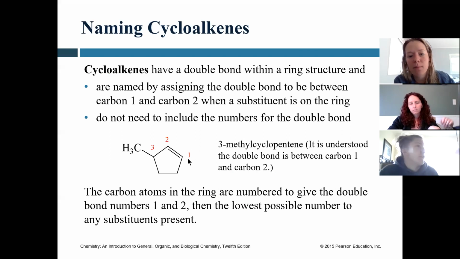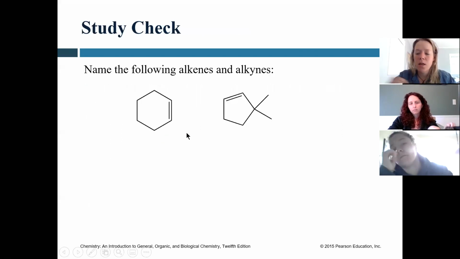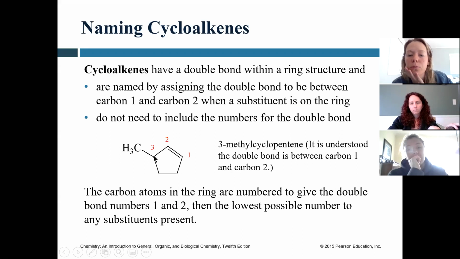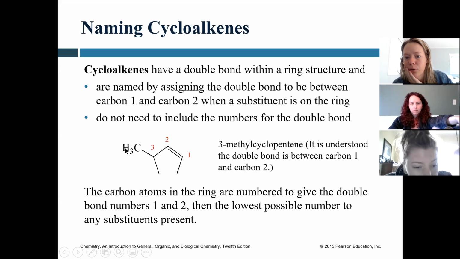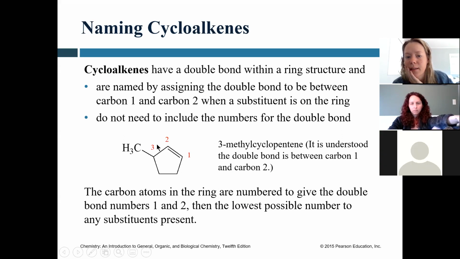So for this one, this is carbon 1, 2, 3. This is hexene, cyclohexene. We don't need to say that the double bond is on 1. We don't need to say 1-cyclohexene because we're always going to put the double bond on carbon 1, but we need to add this thing here, which is a methyl group, right? So 3-methylcyclohexene.